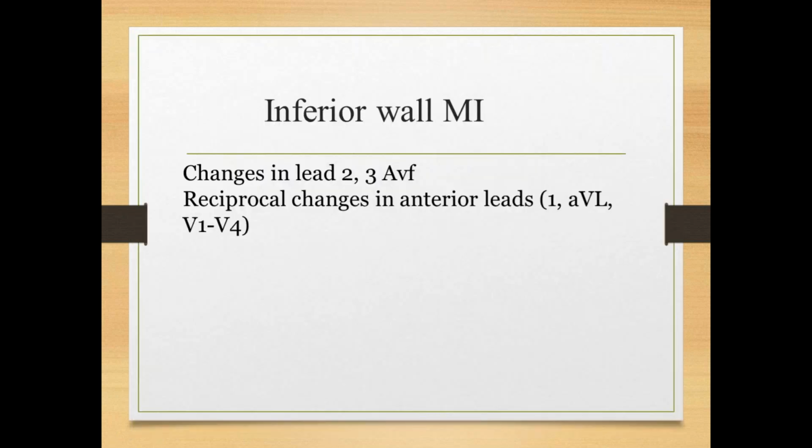Then coming to inferior wall MI. In inferior wall MI, there are changes in leads 2, 3, aVF like I told, and there are reciprocal changes in the anterior leads. Reciprocal changes are mainly ST depressions. If there is ST elevation in leads 2 and 3, there will be reciprocal changes like ST depression and T wave inversions in the anterior leads.